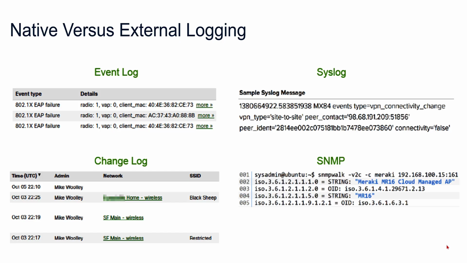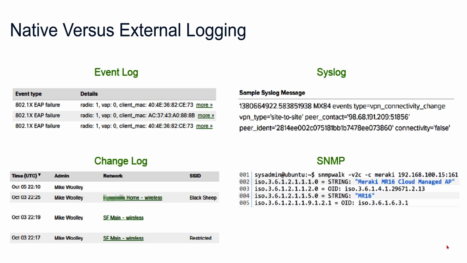External logging, like syslog and SNMP being sent to external systems, is more for long-term retention and maybe correlation across multiple platforms. So it's best for things like compliance, for security analytics, for historical forensics.